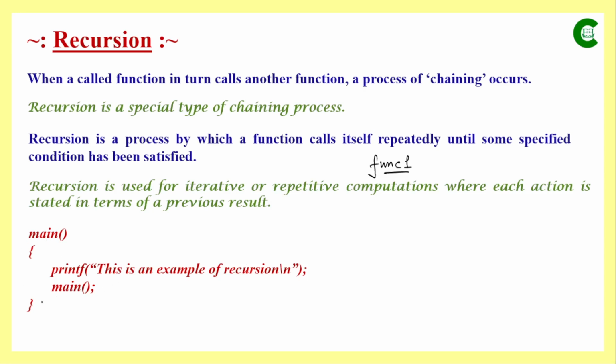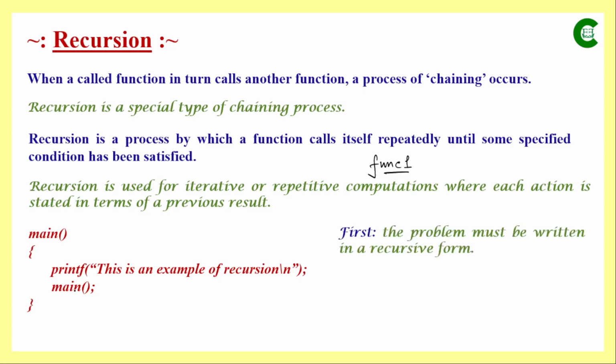So the main function is again calling the main function, and what will happen? When it is calling the main function, control will come again here, and it will print this statement, and again it will call the main function. Again control will come here and it will print this statement, and this way it will continue till which point? It will continue till infinity, because this process of execution will never end, because we have not specified any condition where to stop. So this will never stop.